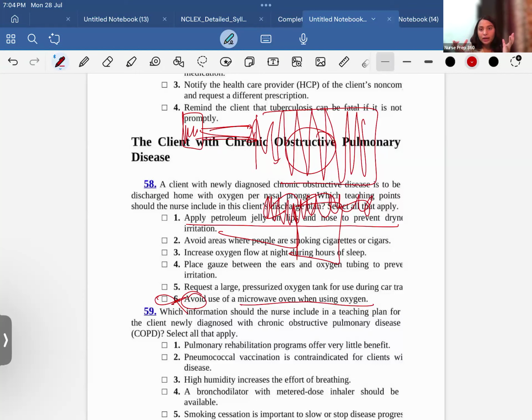Listen, one thing: petroleum jelly is a byproduct of petrol. When we want to take out petrol, we take crude oil and distill it at different temperatures. That's why we get petrol out of that crude oil. Then you get so many other gases also.